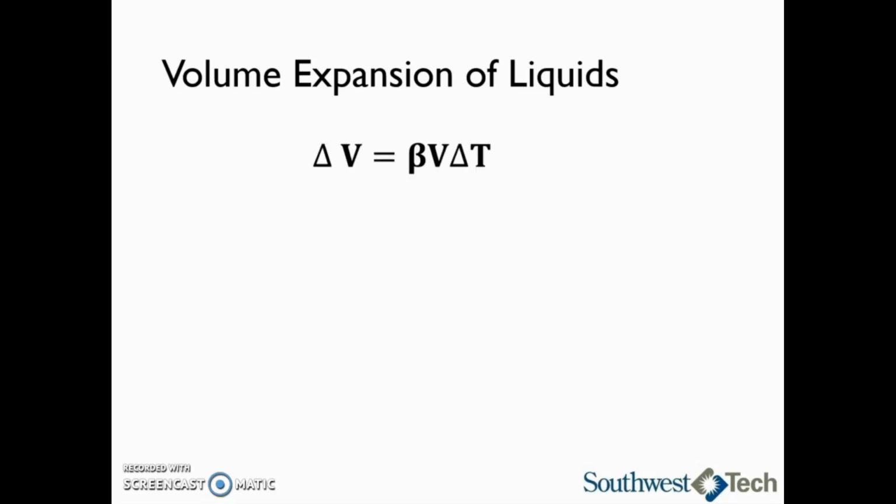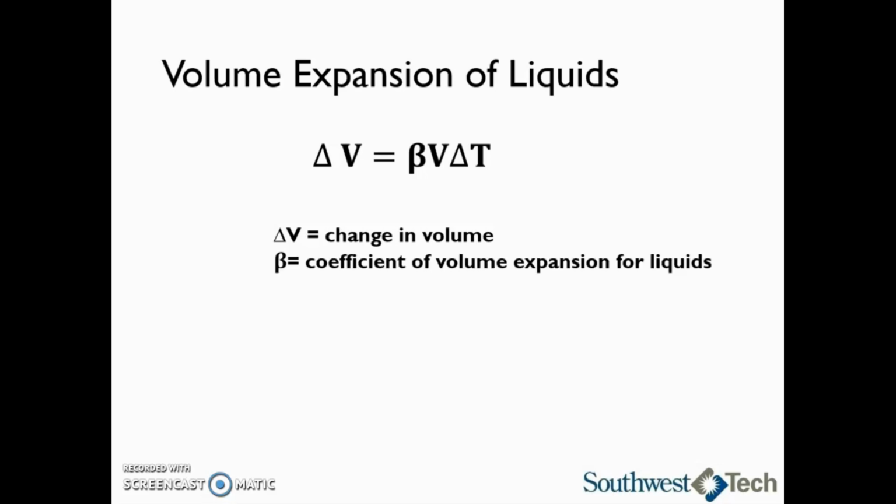The volume expansion in liquids, or delta V, is equal to beta times V times delta T, where beta is the coefficient of volume expansion for liquids, which you will find online or in a table. V is the original volume, and delta T is the change in temperature. Remember, this equation will only give you the change in volume, not the new volume.